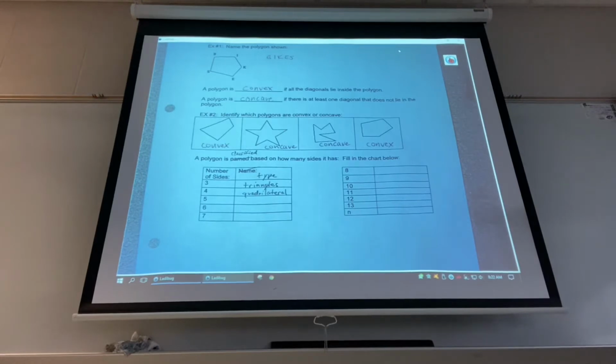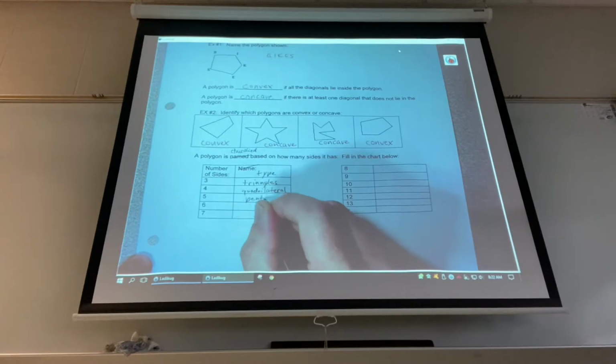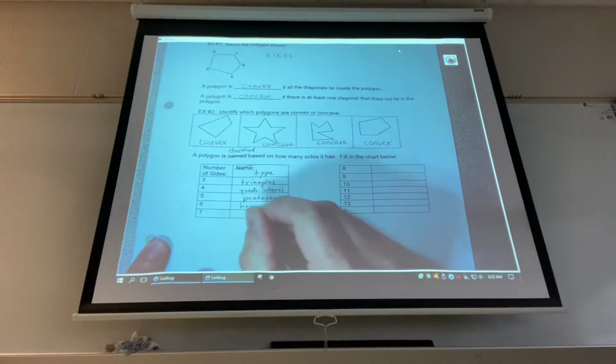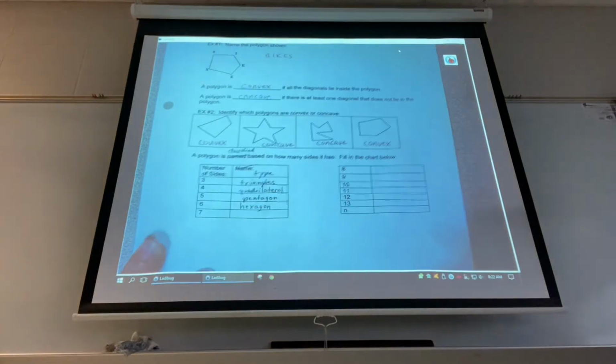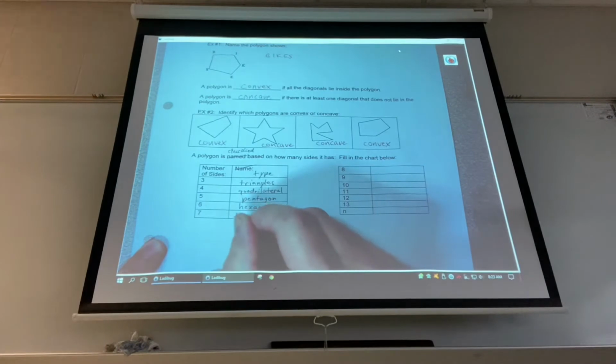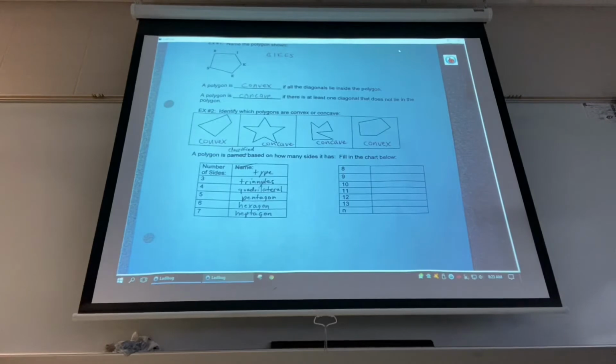What's a five-sided figure? Pentagon, yeah. Now we might be getting a little more sketchy here. Six-sided figure. Hexagon. Very good, hexagon. Now this one's kind of different. Septagon. Close. Heptagon. Seven-sided figure is a heptagon. Now, ladies and gentlemen, this will be vocabulary you'll be expected to know.